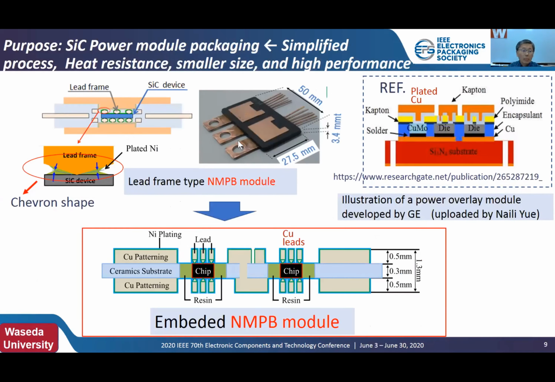The purpose of this study is to realize a prototype of a smaller and higher performance SiC power module by applying a more simplified NMPB process and structure for an embedded package, using an originally designed ceramic substrate and copper leads formed in a chevron shape.